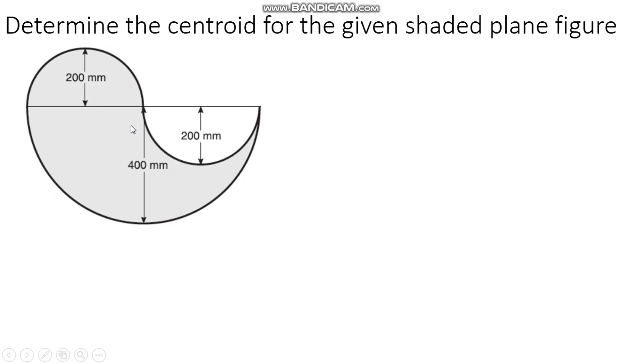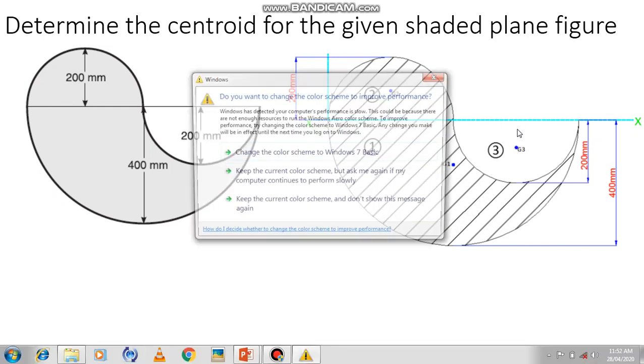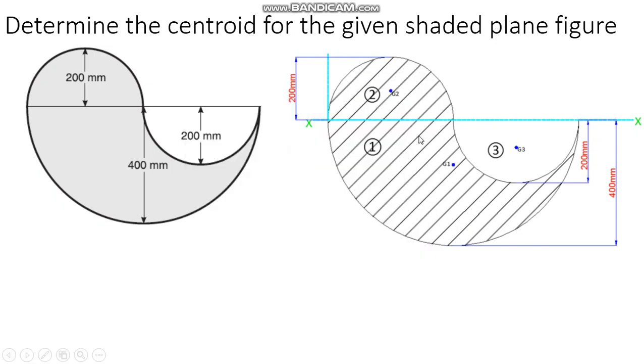In this, the main thing is you have to consider this as your x-axis and this as your y-axis. So this is in the first quadrant. For this, x and y will be positive, and for this area x will be positive, y will be negative. For this area also x will be positive and y will be negative.